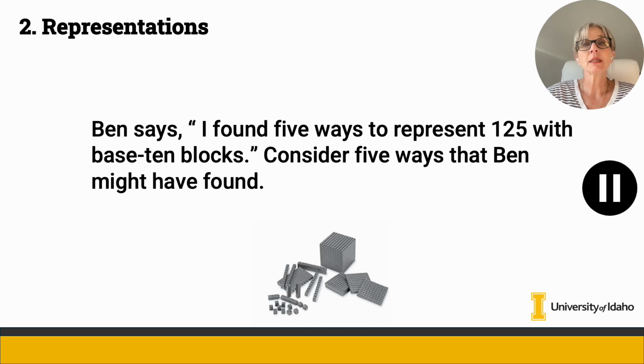Groupable models such as cubes, counters, popsicle sticks, straws, and beans are easy to group into units of 10. It's important to use models students can group before moving to pre-grouped models such as base 10 blocks. Take a moment to find 5 ways to represent 125.